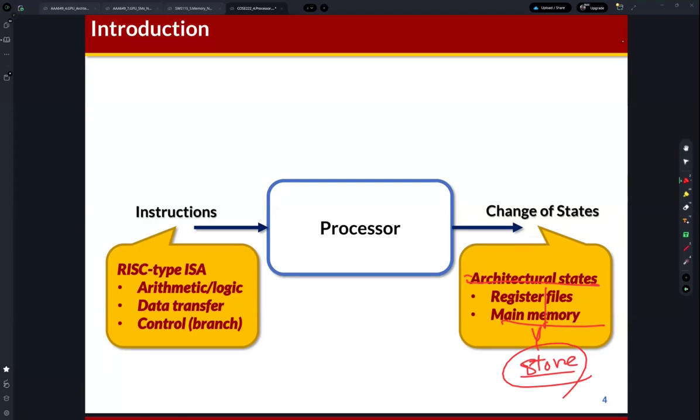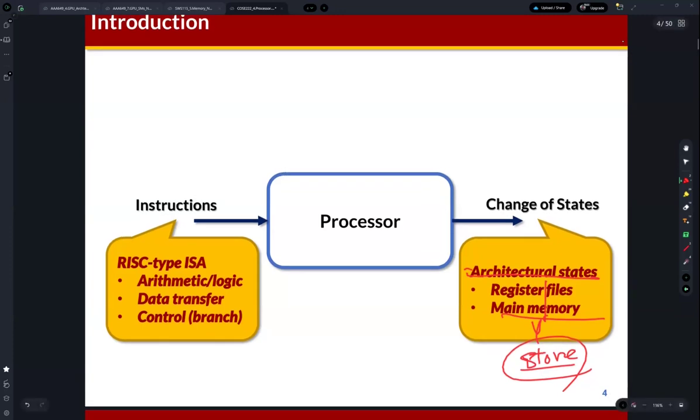Store instructions change the main memory, and other instructions such as arithmetic, logic, and also load instructions change the data in registers. And then branch instructions change the program counter. The program counter is also a special register in a processor. So you can understand that branch instructions change the program counter register, the PC register.